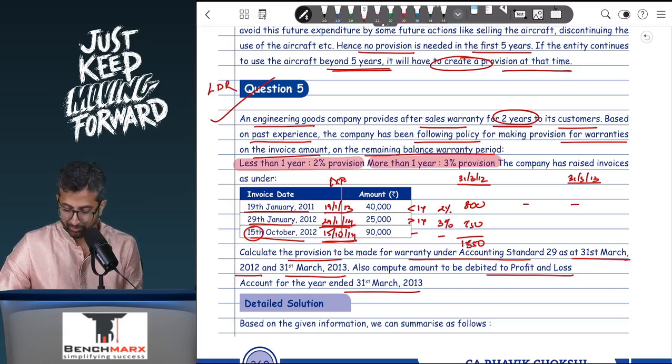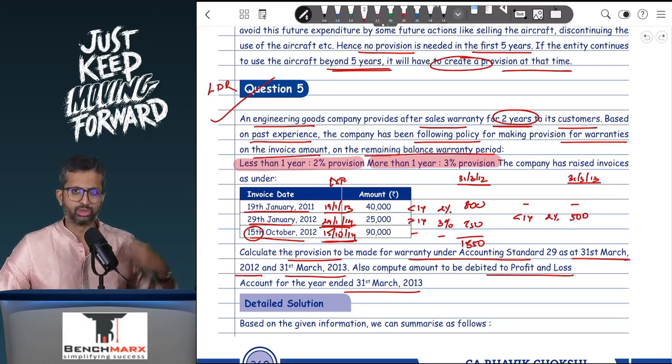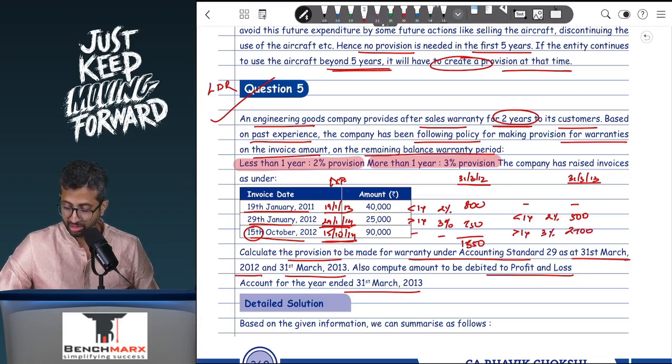For the second, from 31st March 13, you just have 9 months and 29 days remaining, and hence less than 1 year. So this is a provision to be created at 2% of 25,000, and hence this is 500. And lastly, 15th October 2014, so that is around 1 year, 6 months and 15 days, and hence this is more than 1 year. So this is 3%. 3% of 90,000 comes to 2,700, and if I were to total this, this comes to 3,200.